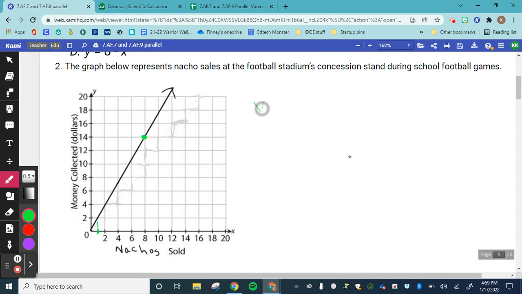And I know that is y over x, because the y is the vertical axis, and our y this time represents money, and our x this time represents nachos. So I need to find the y and the x points. I look at the y-axis, and I can see that my y point is 14. And I look at my x-axis, and I can see that my x is 8. So y over x, 14 over 8.